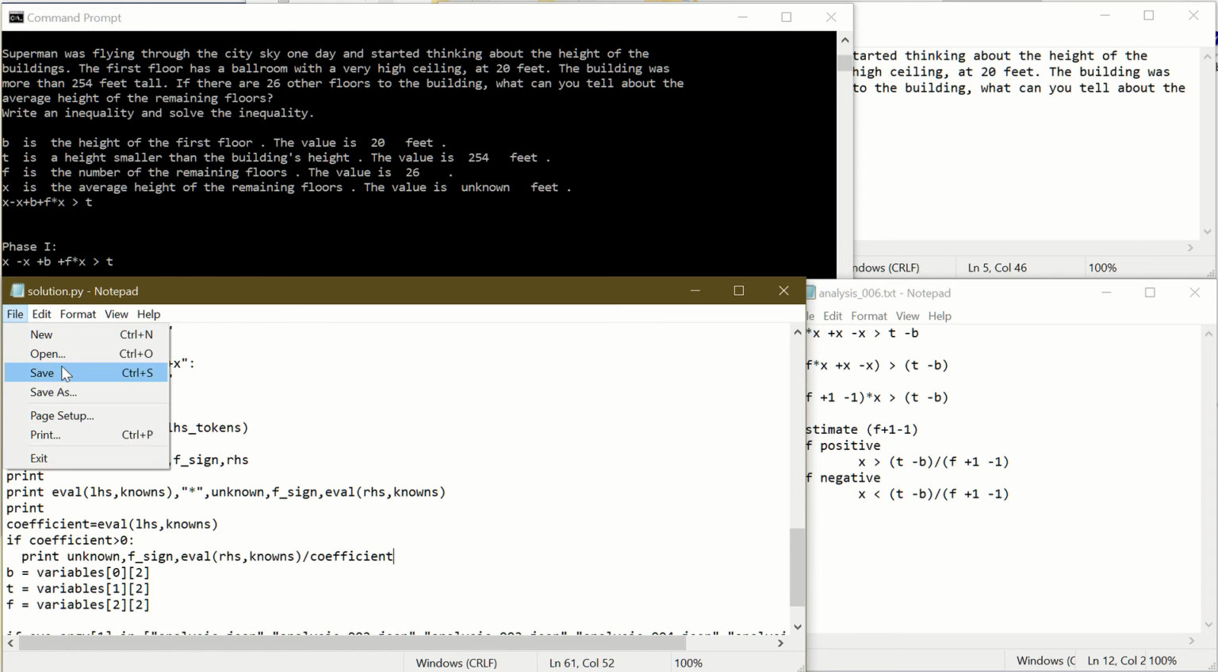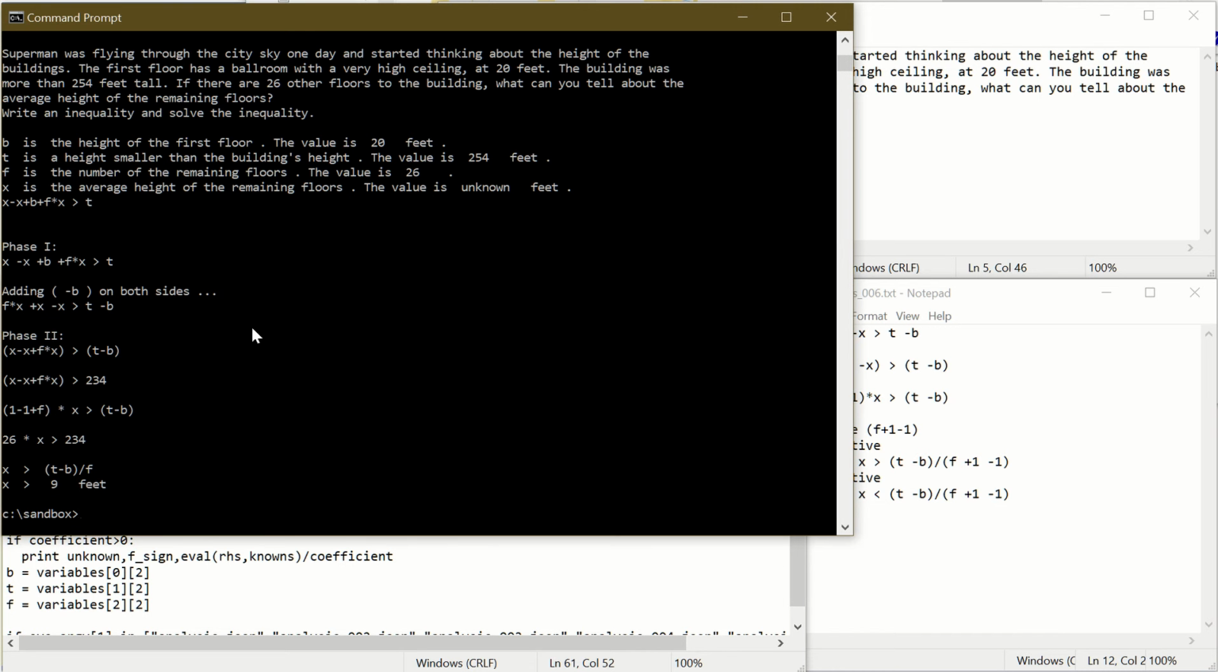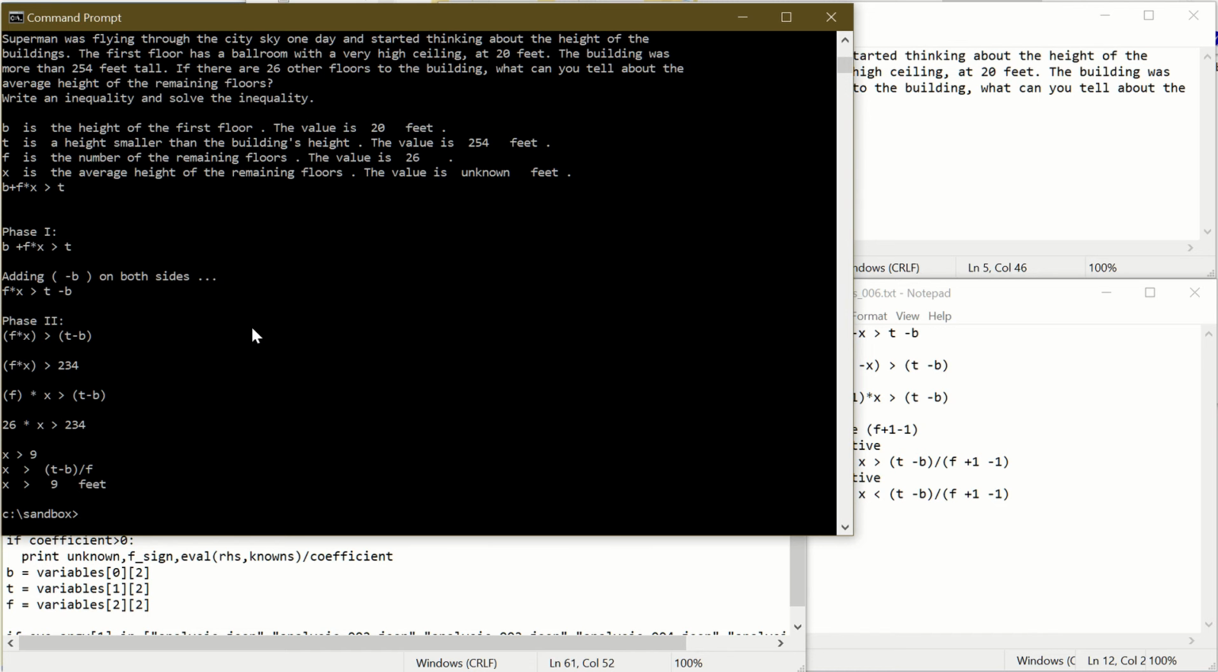I will save this file and let's run our tests. So I will start with the initial test case. Okay, so we have x is larger than 9. That's correct. And this is our previous solution. X is larger than 9.